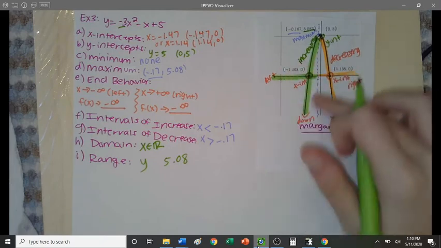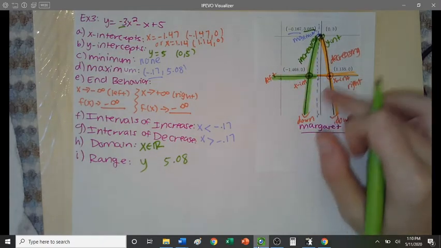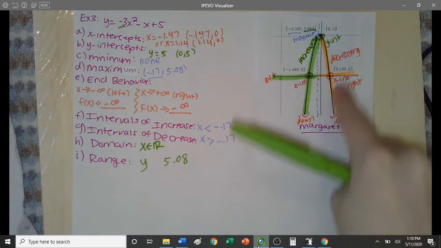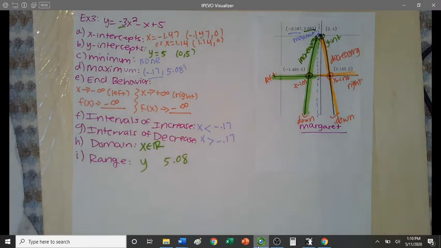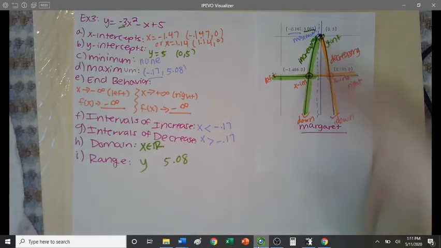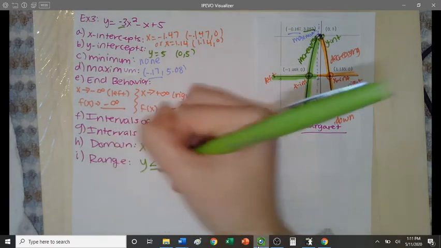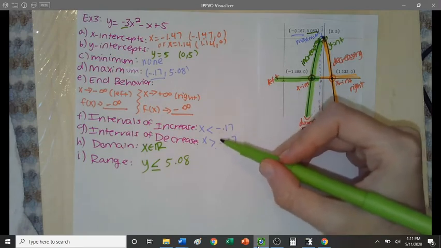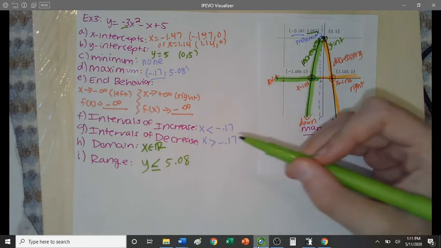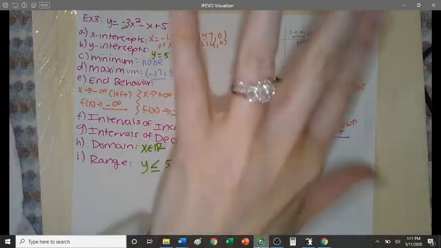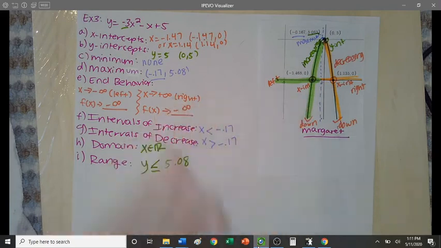Now, are these numbers larger or smaller than 5.08? What do we think? Man, you guys are so smart. They are smaller than 5.08. So these numbers are less than 5.08. And don't forget, since we have a solid point at our maximum, it can equal it. So y is less than or equal to 5.08. And don't forget, for your intervals of increase and decrease, we don't put an equal sign because at that maximum point, that's where it's changing from an increase to a decrease. So the graph's not really equaling that point, okay?